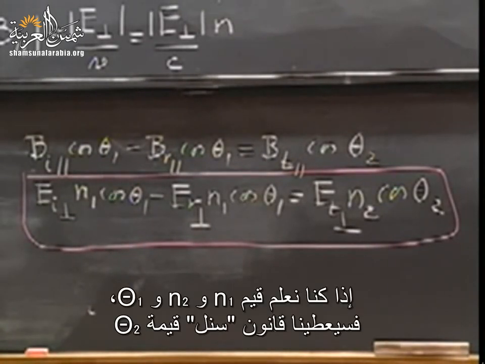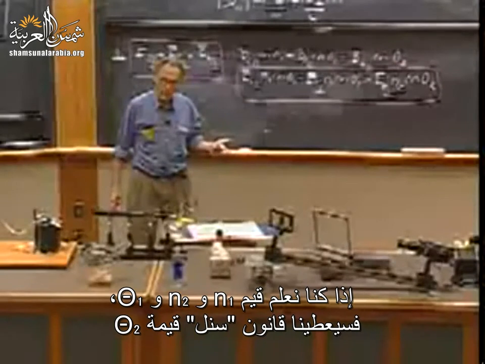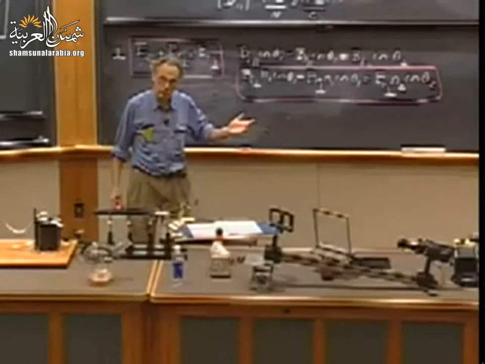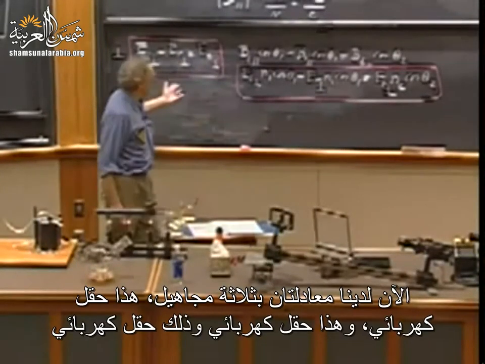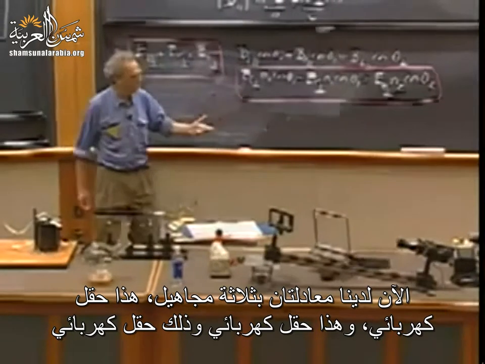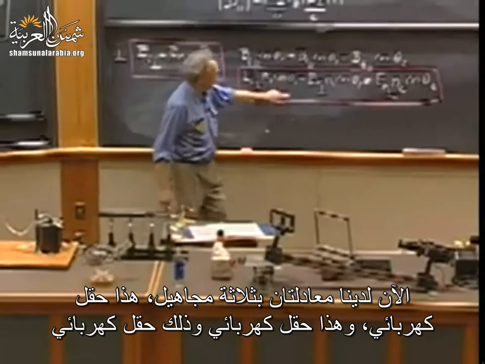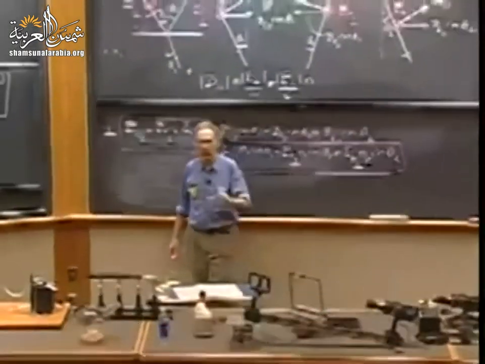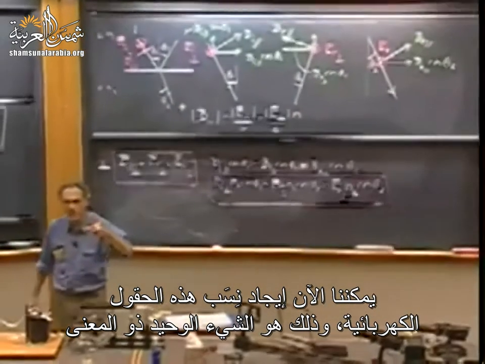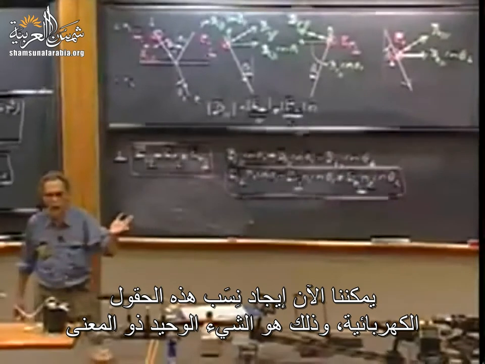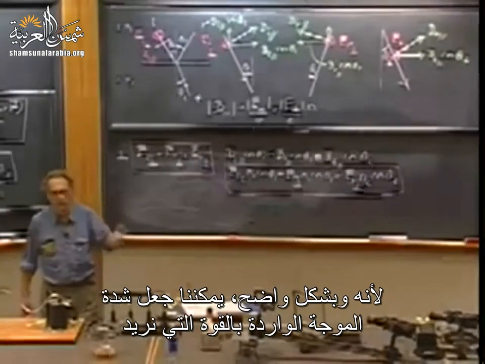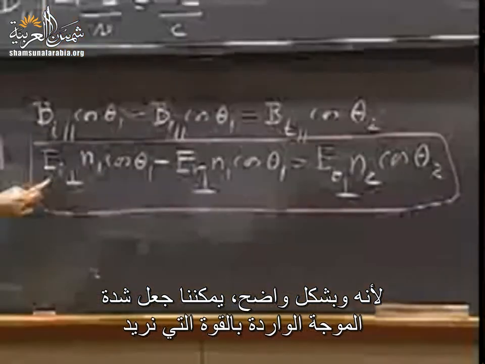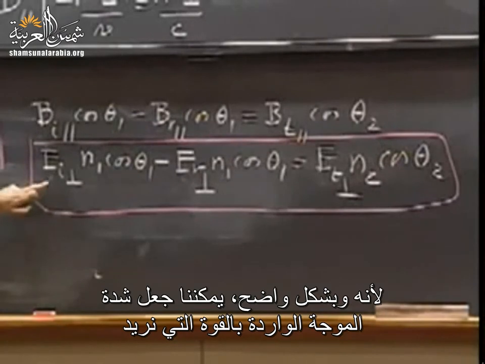If you know N1, N2, and theta 1, Snell's law gives you theta 2. So now you have two equations with three unknowns. This intensity, this electric field, and that electric field. So what you can do now, you can find the ratios of these electric fields, and that's the only thing that is meaningful, because clearly you can make the intensity of the incident one as strong as you want to.